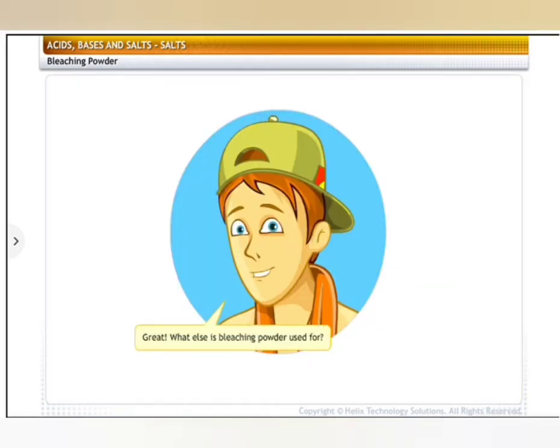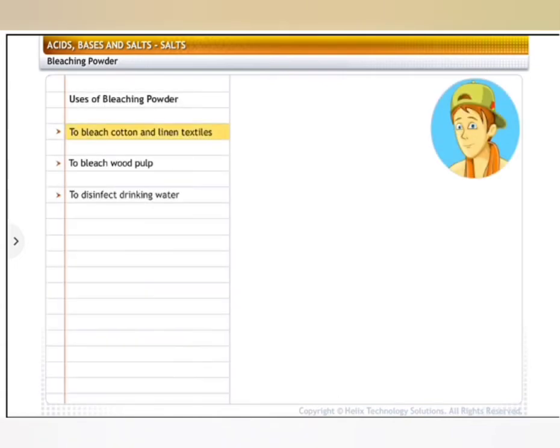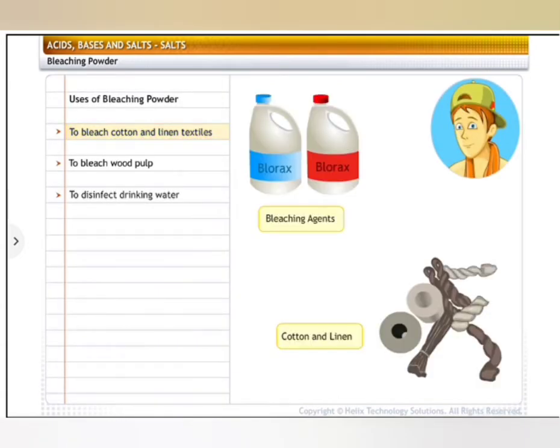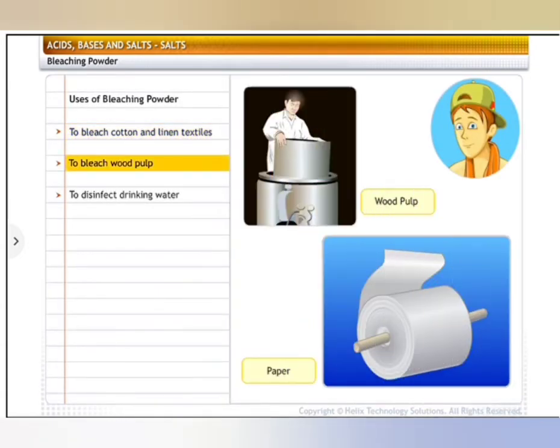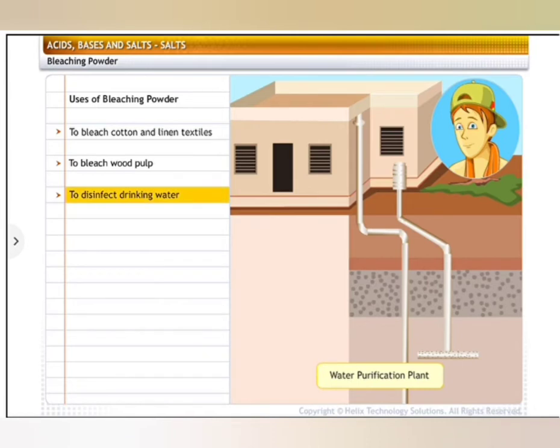Great! What else is bleaching powder used for? It is used to bleach cotton and linen textiles, and to bleach wood pulp, and even used in the manufacture of paper. Bleaching powder is used to disinfect drinking water and make the drinking water clean and safe.